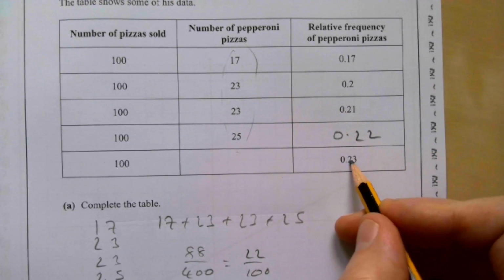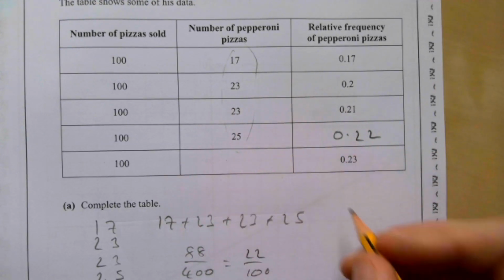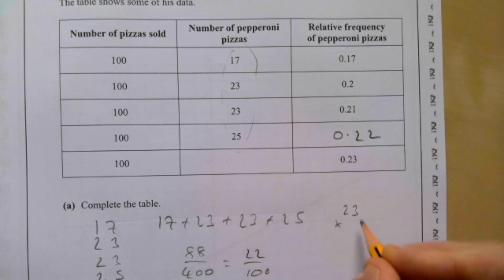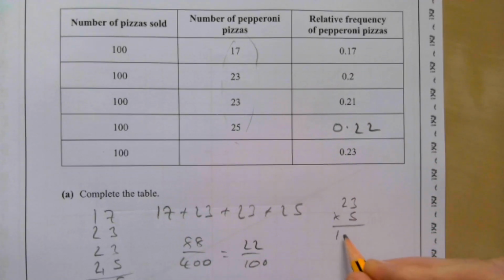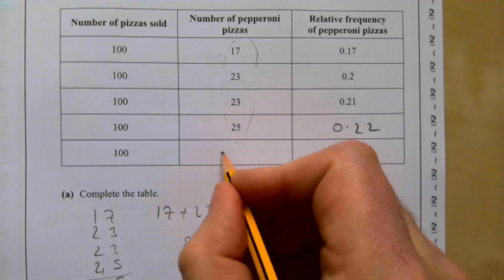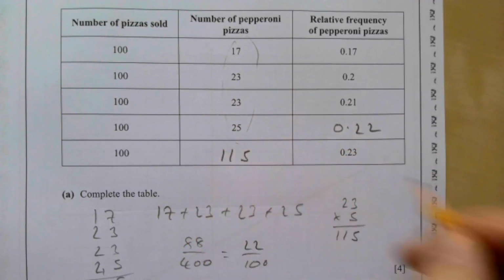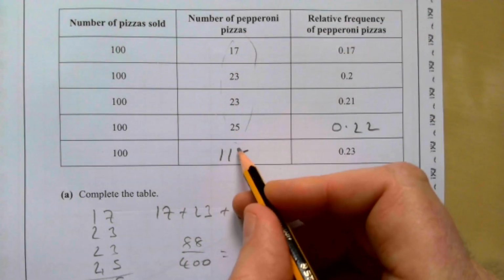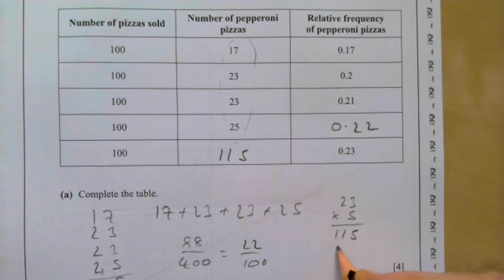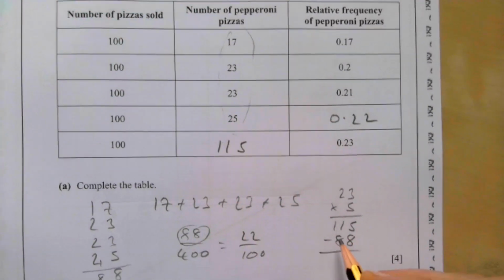If it's 0.23 and it's out of 500, if I do 23 times 5, I'll get 115. So it'll be 115 in this one here. That's totally wrong. 115 is going to be my total, so I need to do 115 take away my 88. So I take away my 88 from that, and I get 27.